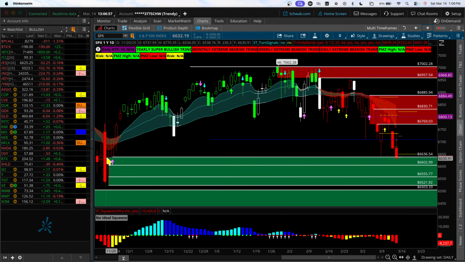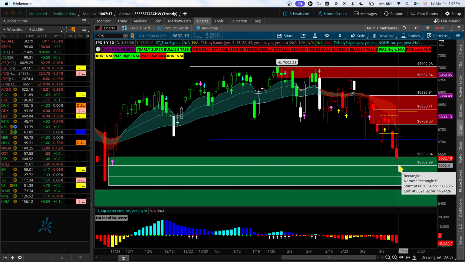Are those levels fresh, or are they tested? And where, if they have been tested, are the areas of support inside of the demand zone that I could consider looking at for swing trades this week? I would say to myself, if this, then that.